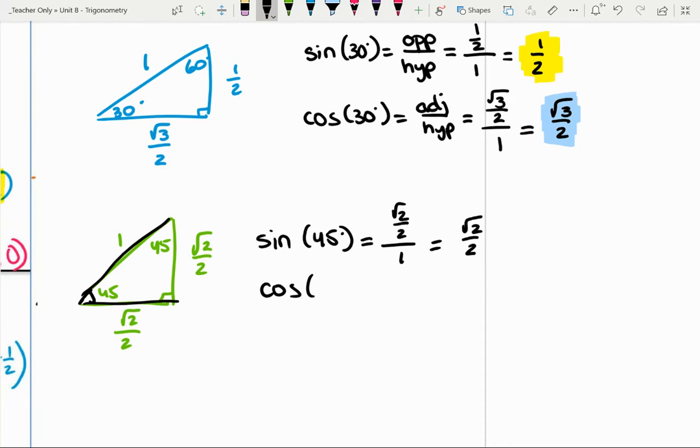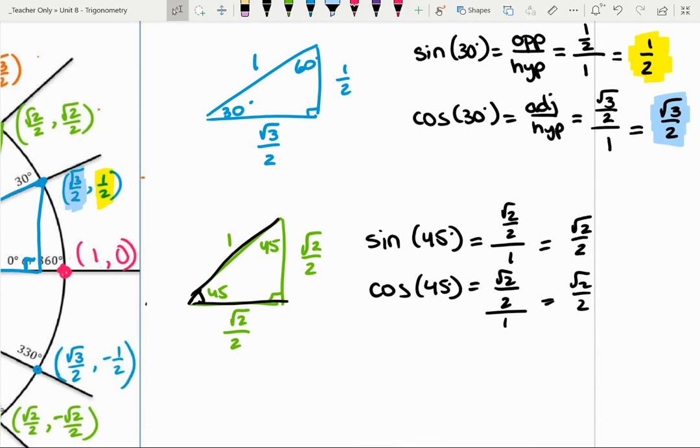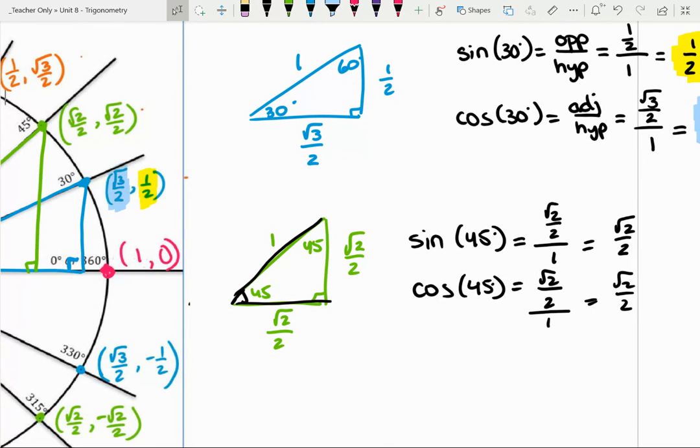My cosine is root 2 over 2, that's the adjacent side, divided by 1, which is again root 2 over 2. Now, maybe this one doesn't seem so obvious, right? Because both of our x and our y values are root 2 over 2. But clearly there's a relationship going on between those coordinate points and the sine and cosine values.